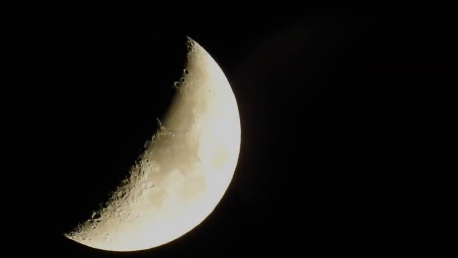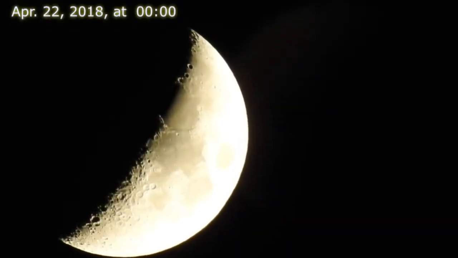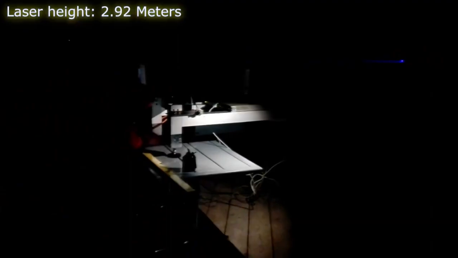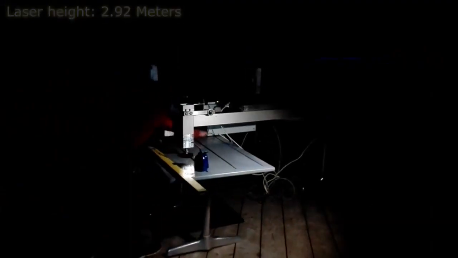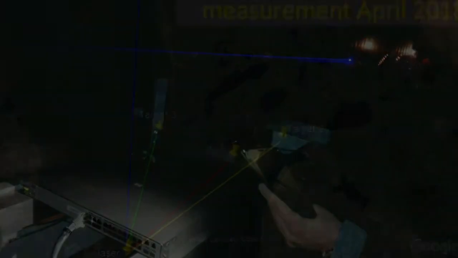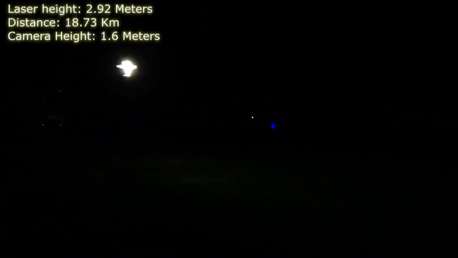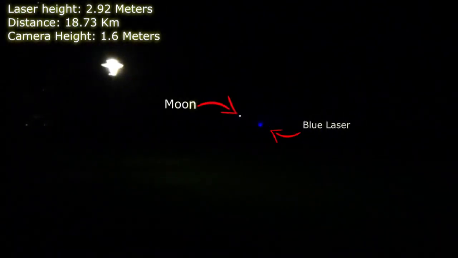Measurement 5, Lake ISIL, Target 3. On April 22nd, 2018, at 12 o'clock a.m., the blue laser was on the salad at 2.92 meters, or 9.58 feet, above the lake surface. It was seen at the target 3 position, 18.73 kilometers, or 11.64 miles, away at a height of 1.6 meters, or 5.25 feet, above the lake surface.